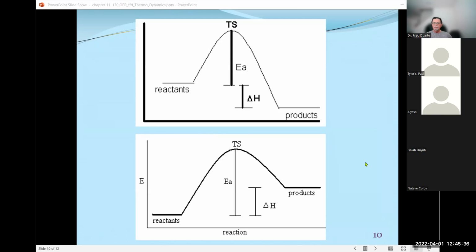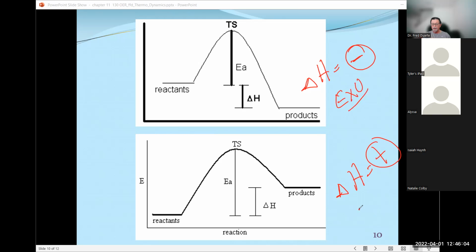You can see here visually the two different graphs. The top one is an exothermic reaction, and so delta H would have a negative value. And here, the bottom one, delta H will have a positive value, okay? So this means the top is exothermic, and the bottom one is endothermic, okay?